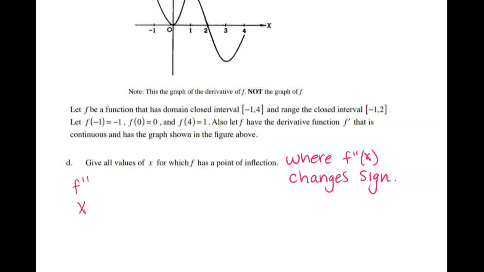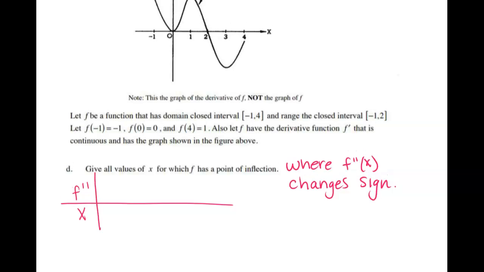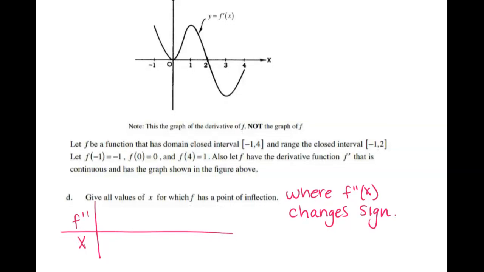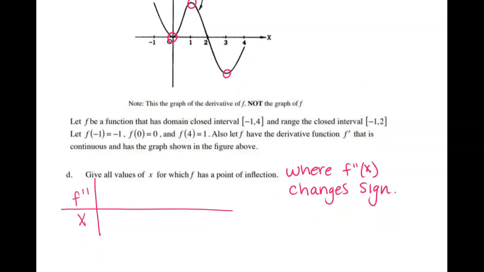x, f double prime, let's see. So the slope of the tangent line of our graph, or the slope of the tangent line of f prime, is 0 at 0, 1, and 3. And we'll have to look around there. So let's do 0, 1, 3.